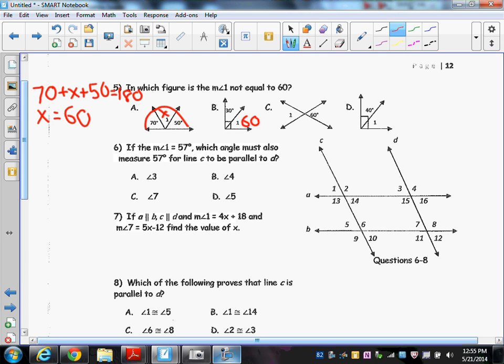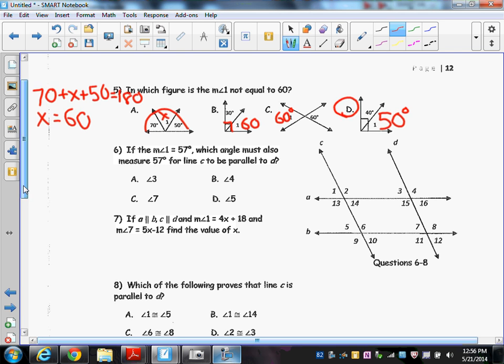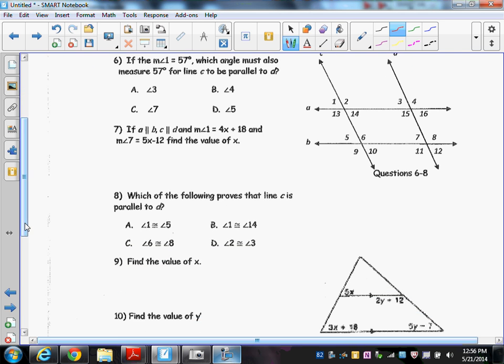B is pretty easy because we see that these angles are complementary. 60 plus 30 equals 90. C, we also have 60 degrees because they are vertical angles. The correct answer here is going to be D because these are complementary angles and 60 plus 40 does not equal 90. Angle 1 has to be 50 degrees.